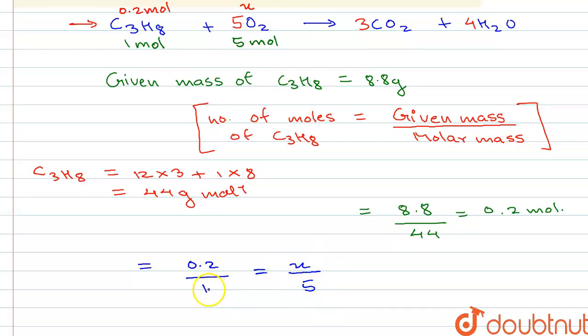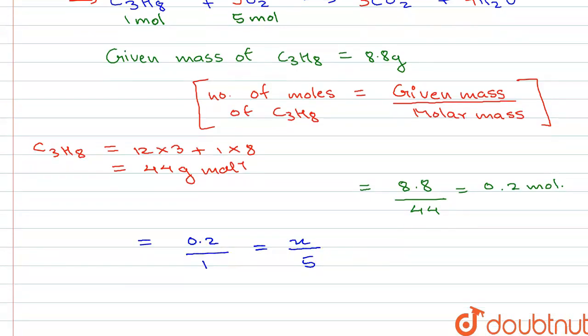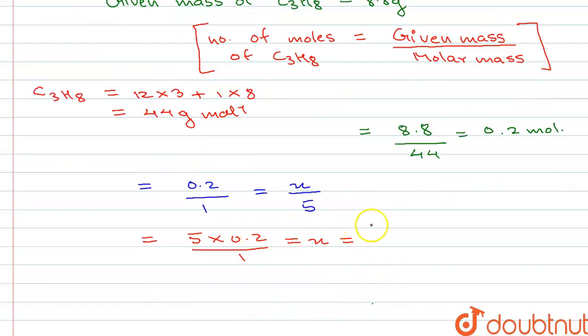Okay, so 1 mole requires 5 moles of oxygen. So 1 mole of propane requires 5 moles of oxygen for combustion. Then 0.2 mole will require how many moles of oxygen? So we will just cross multiply it. If we cross multiply it, 5 will come to this side. 5 into 0.2 divided by 1 is equal to X. This is the number of moles of oxygen that is required. So that will be equal to 5 into 0.2, that is 1 mole. Okay, so for 0.2 moles of propane, 1 mole of oxygen is required.